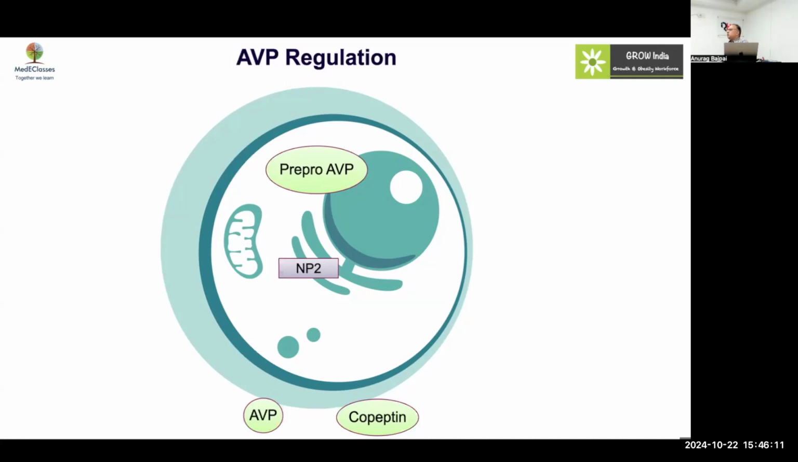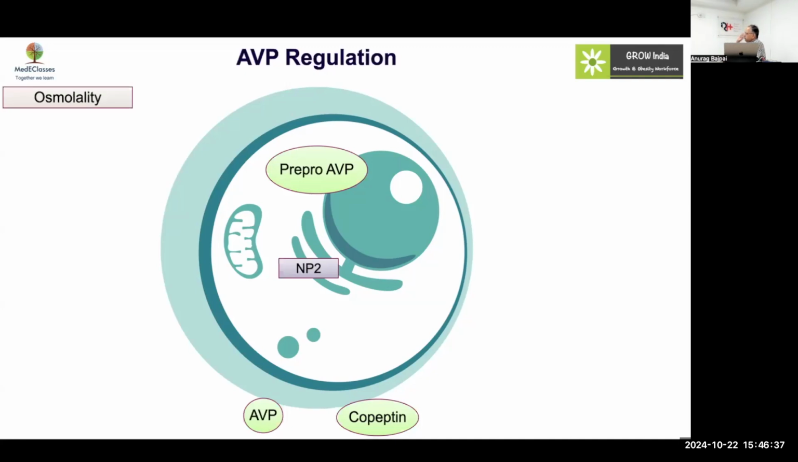Or if you say that, okay, your sugars are high and your C-peptide is still not high, it means that you have a problem in insulin secretion or insulin production in that perspective. So copeptin is a marker. It is produced in equimolar amount as your AVP, and it has a much longer half-life. AVP will be destroyed within minutes because you have got a vasopressinase which is present in that regard.